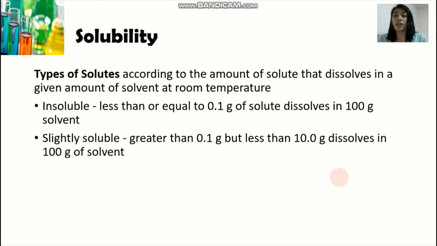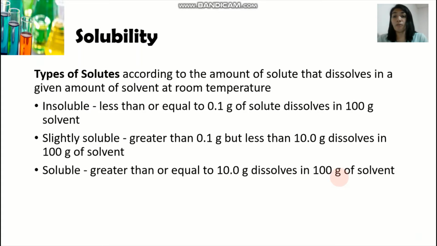Now, there are actually types of solutes based on solubility. So, we have the insoluble. Pag insoluble, less than or equal to 0.1 grams of solute dissolves in 100 grams solvent. Slightly soluble, greater than 0.1 grams, but less than 10 grams are being dissolved in 100 grams of solvent. And last, yung soluble, meaning greater than or equal to 10 grams dissolves in 100 grams of solvent.